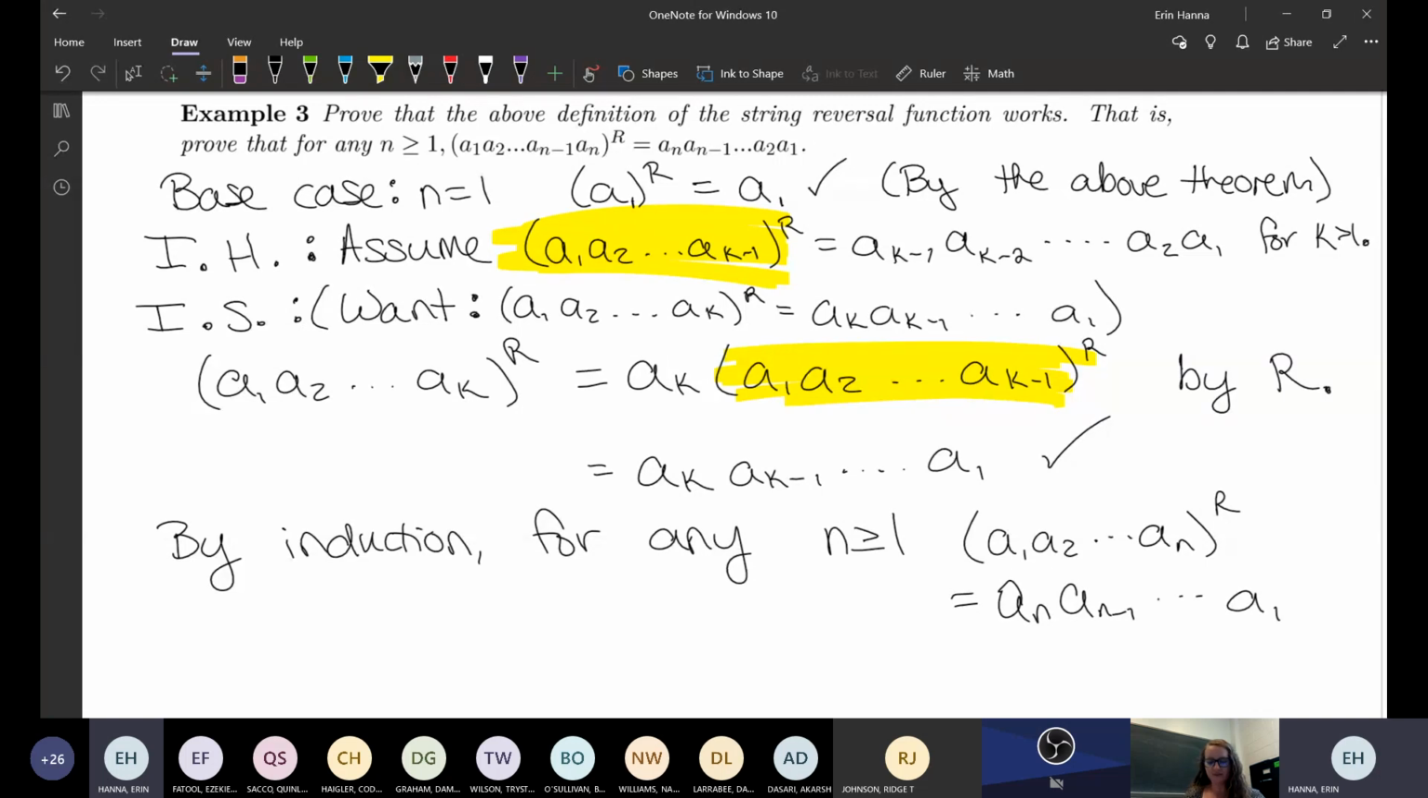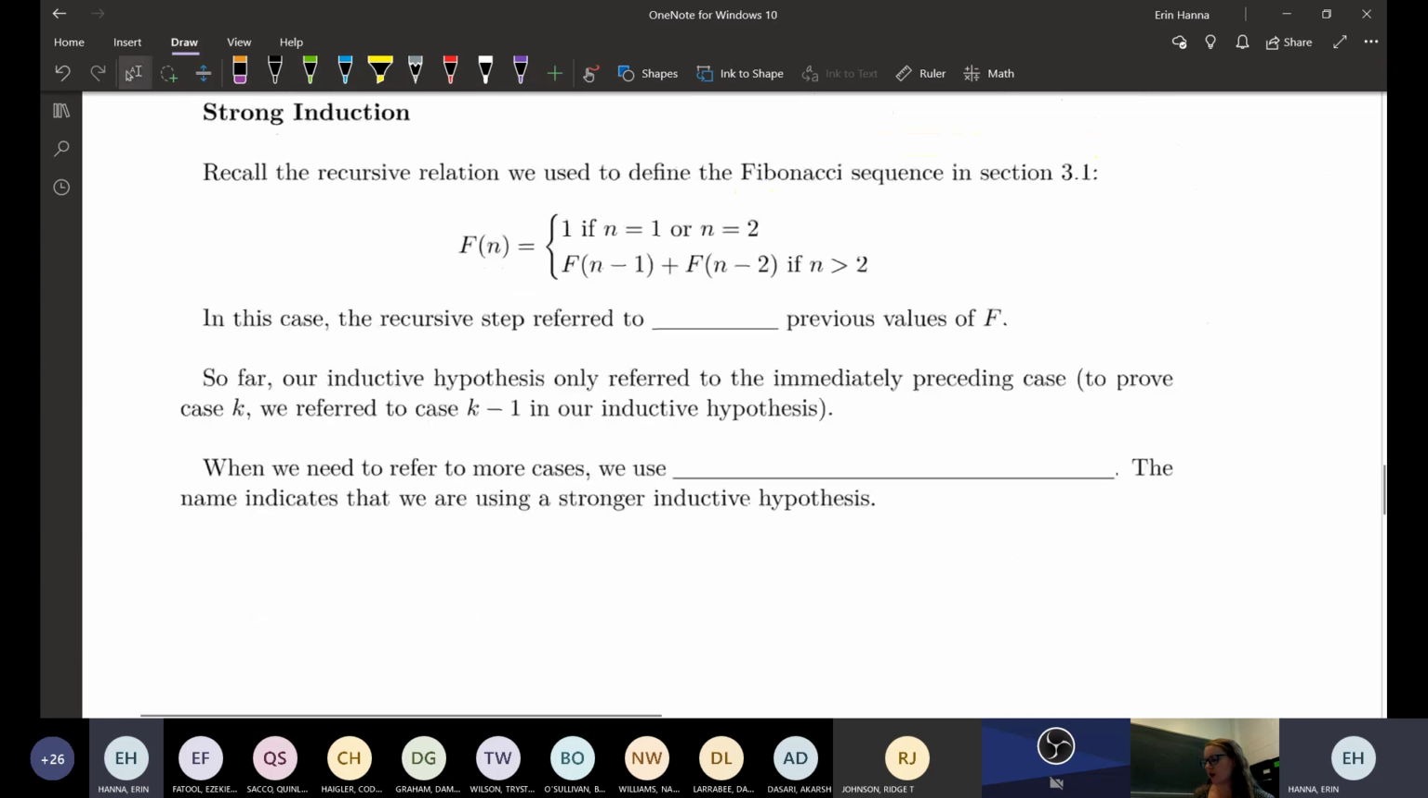Okay. So we might be able to finish this then, which is good. So we need to talk about strong induction.